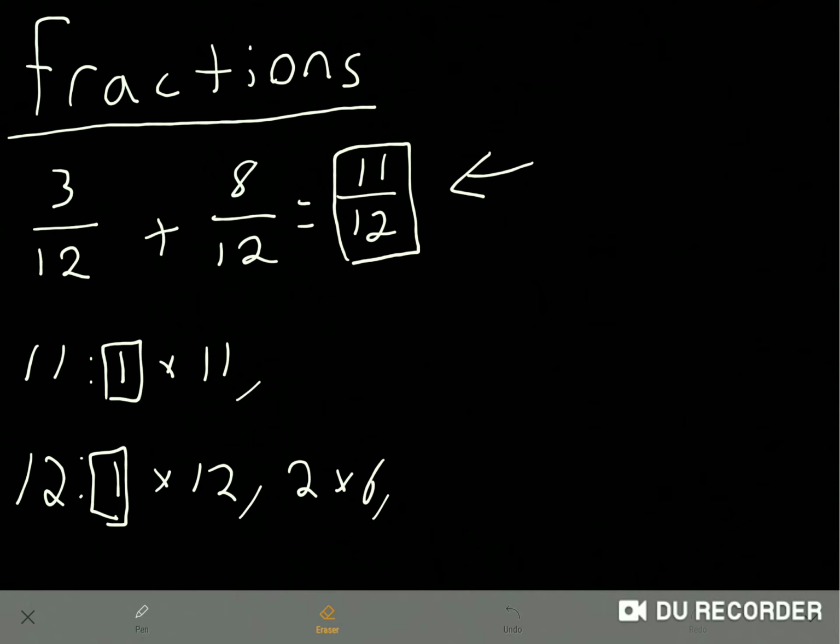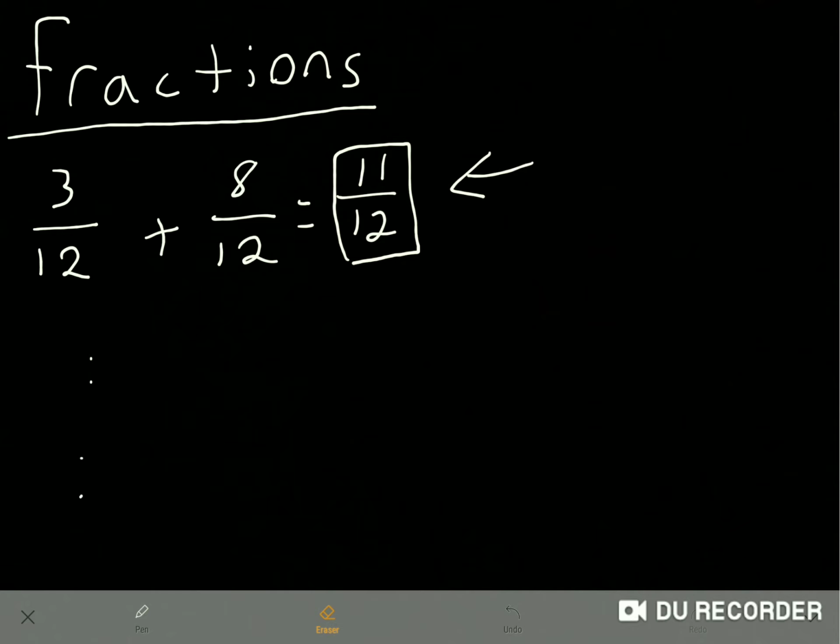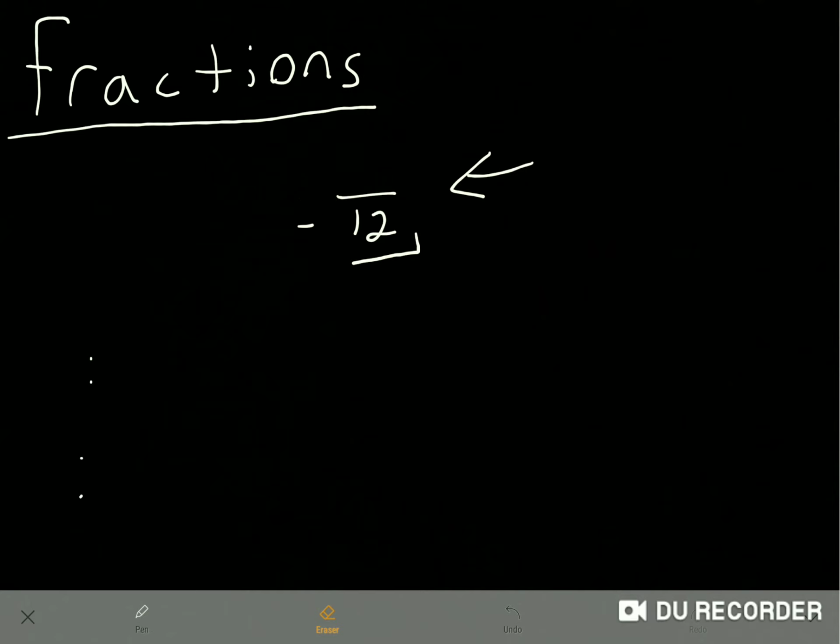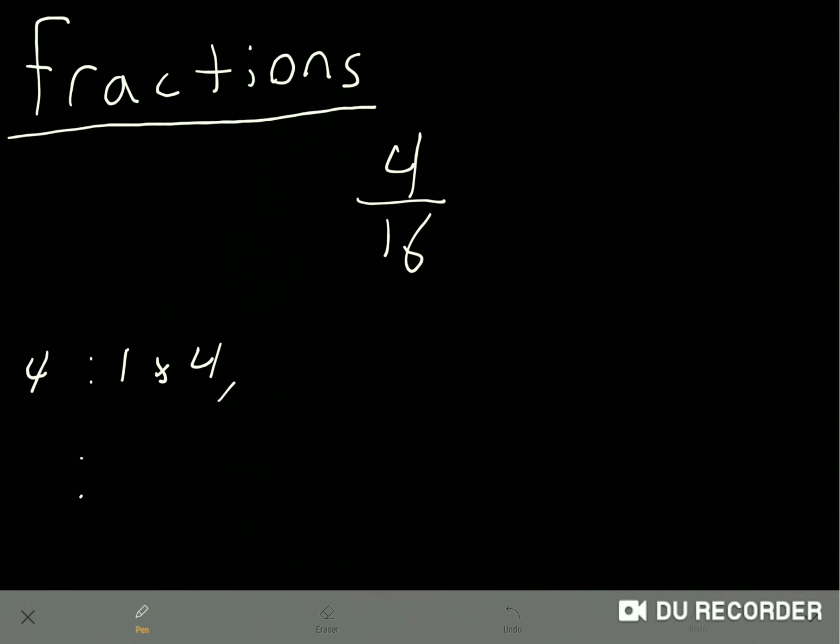But let's try another example. Now say we want to simplify 4/16. Now we want to look at the factors of 4, which we know can be 1 and 4 or 2 and 2. For 16, we have 1 and 16, 2 and 8, and then 4 times 4.